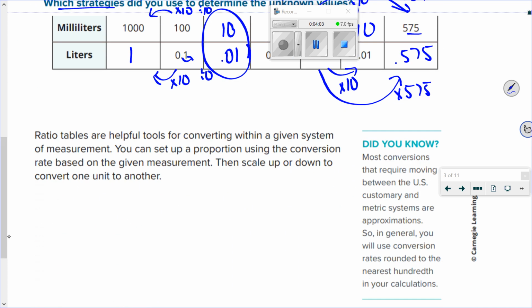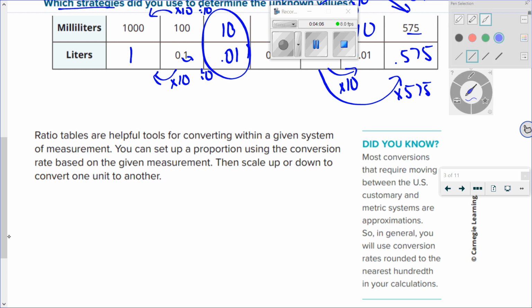Okay, let's go ahead and pull out our marking pens real quick. Our highlighters.